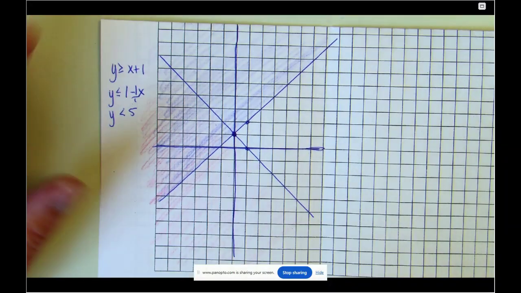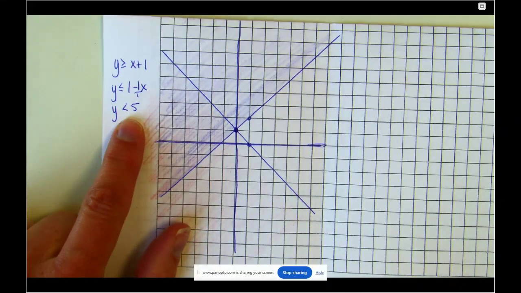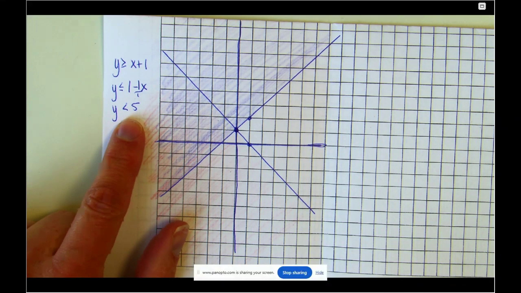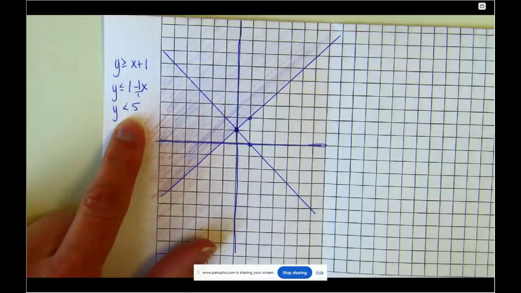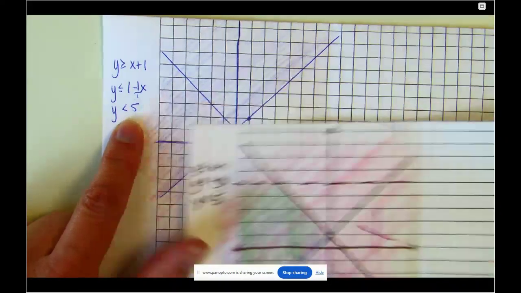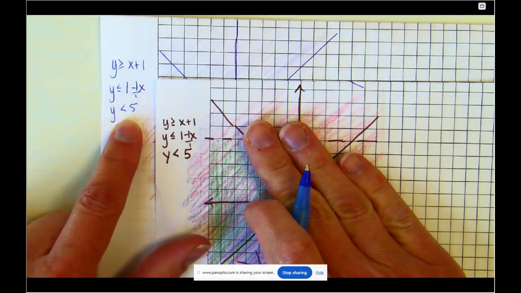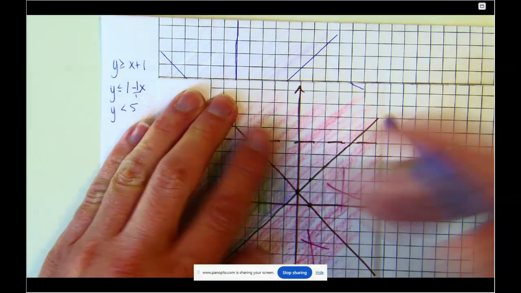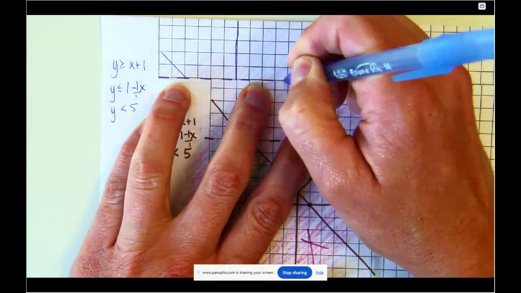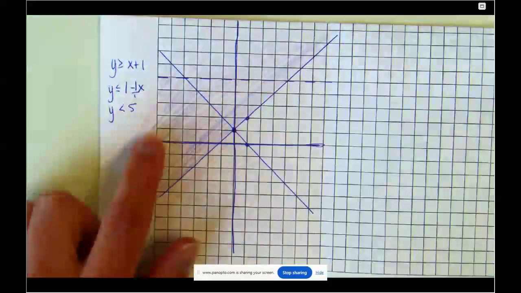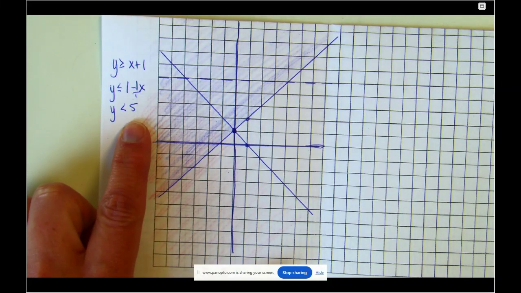Okay, and then talk to me about this last line. What's different about it? It's just a y, which means it's horizontal at what number? 5. Horizontal at 5. Is it dotted or solid? Dotted line. Okay, are we shading above or below the line? Below the line.